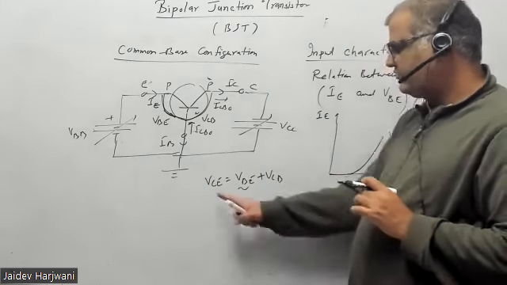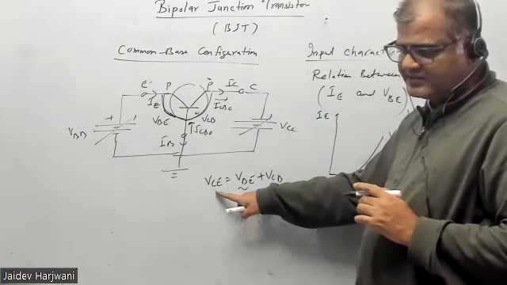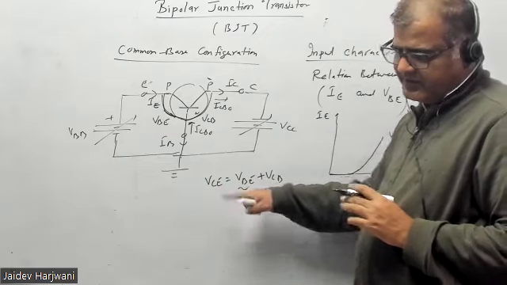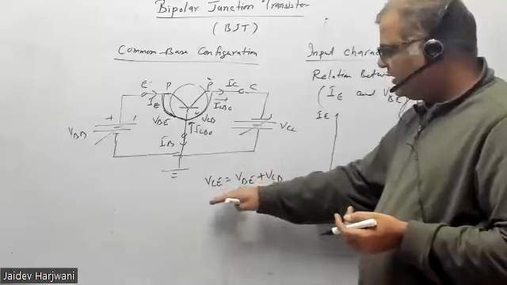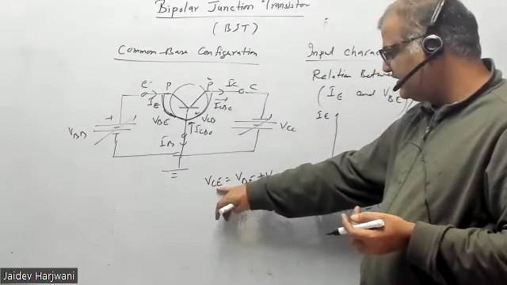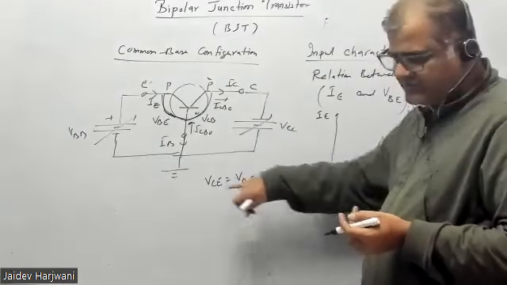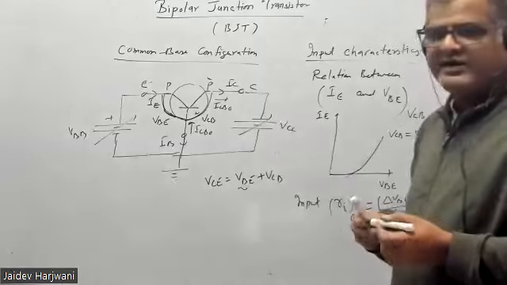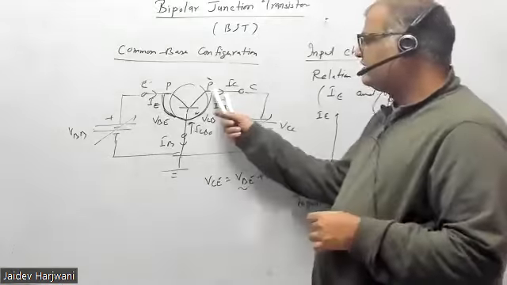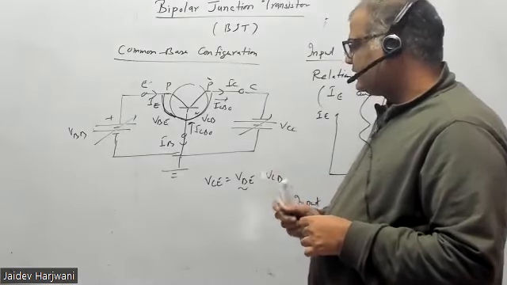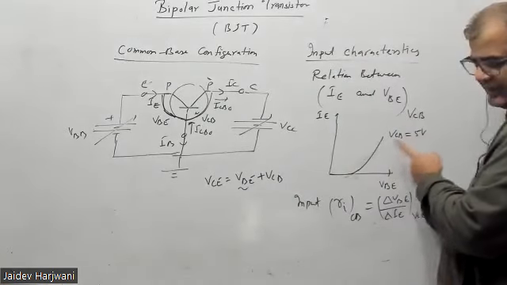Now I have increased this VCB, and I kept this constant, so VCE increases. But I want the situation to be the same. The output current should come the same. So I have to reduce VCE, or reduce this one, so the sum should come the same. So why I'm trying to say, whenever you increase the VCB here, you have to decrease VBE to keep the same current.